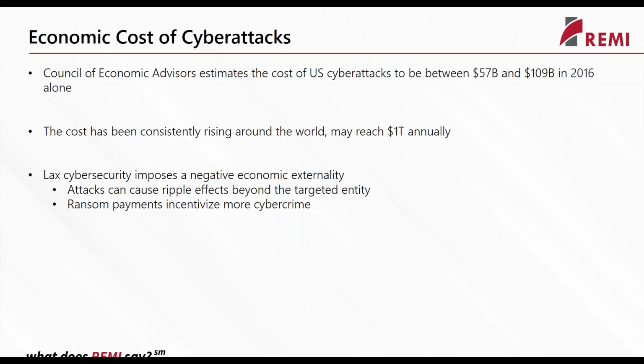And attacks also cause ripple effects through the economy beyond just the targeted entity. Again, as we saw with Colonial Pipeline, there's the initial loss of revenue for just that company, but that also creates ripple effects throughout the economy. There could be shutdowns, slowdowns, infrastructure problems, supply chain snags that cause much more loss than just the initial targeted industry.